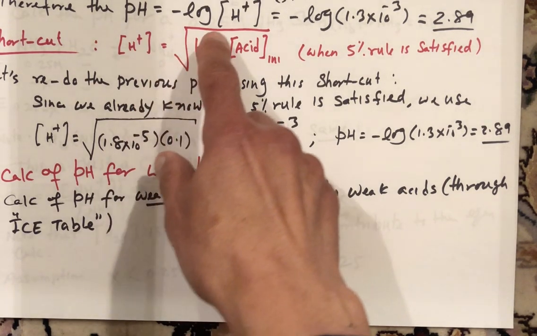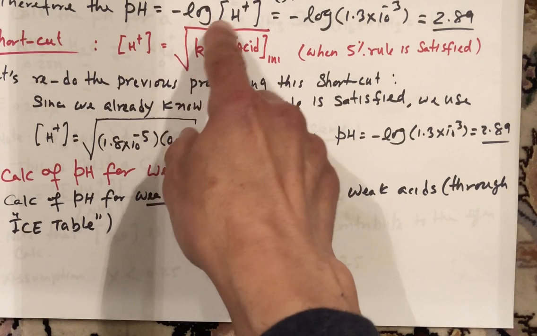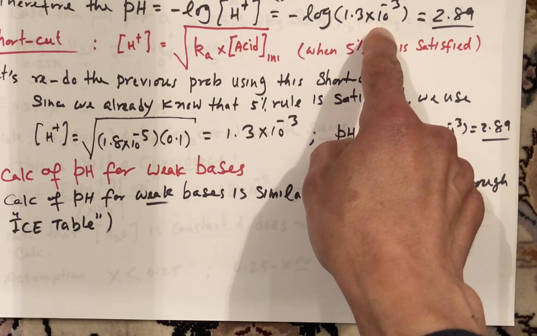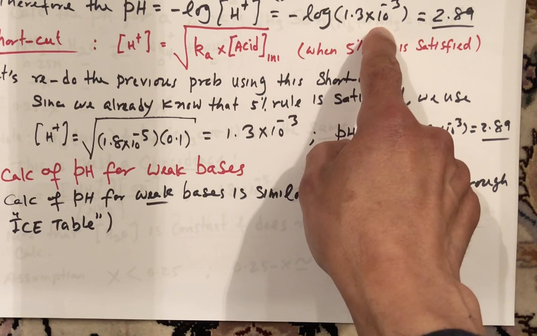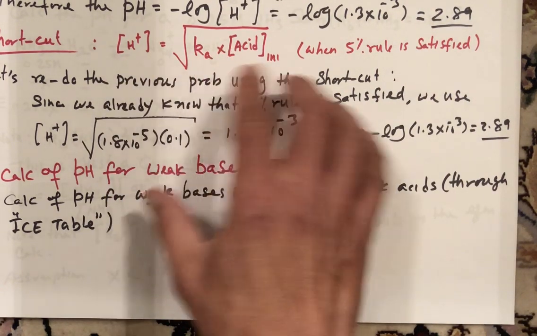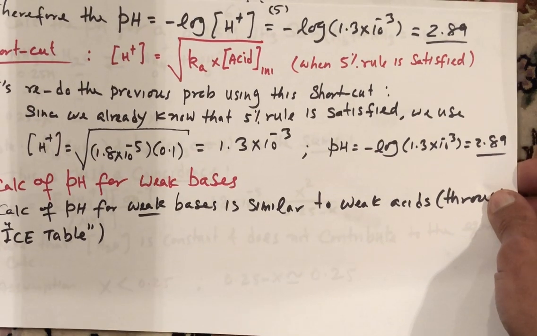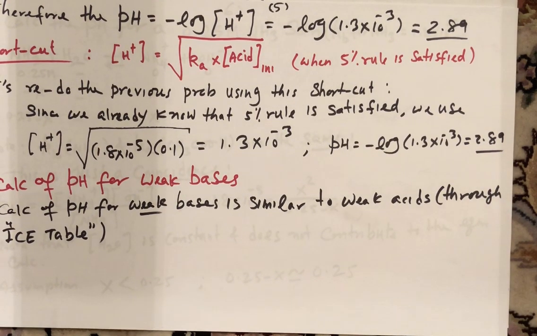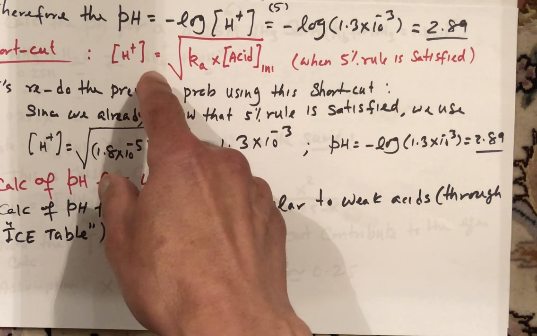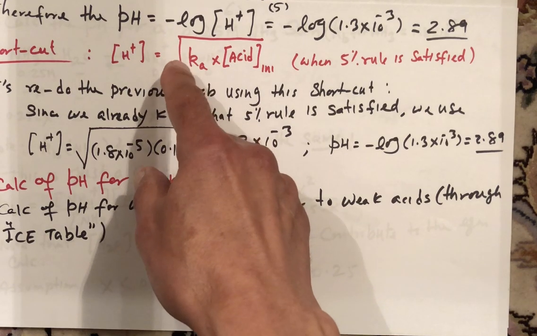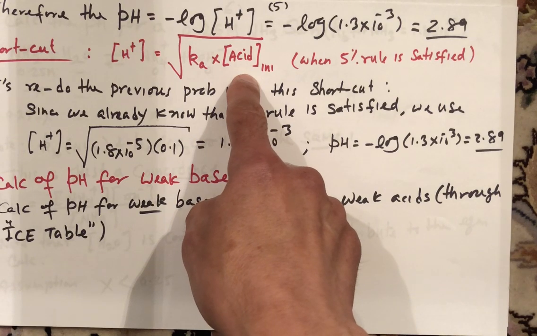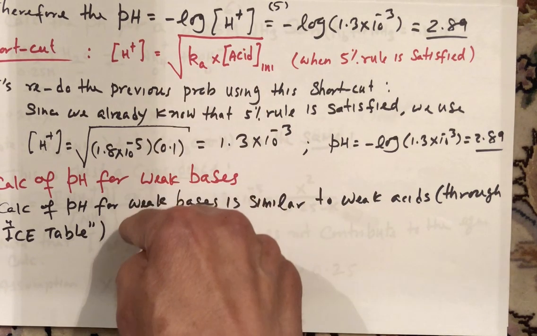Okay, so let's go back to the equation again. Now, the pH equation, basically, negative log of H plus gives you the pH. We calculated the H plus to be 1.3 times 10 to the negative 3, and the pH becomes negative log of that, which is 2.89. Now, this is very important. This tells you that there's a shortcut: when the 5% rule is satisfied, we can calculate the H plus concentration by taking the square root of Ka times the initial acid concentration. And that shortcut is demonstrated down here.